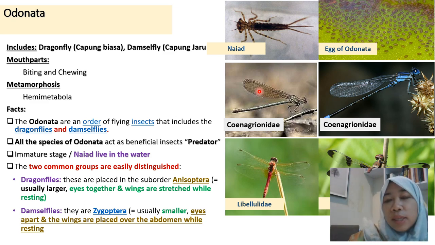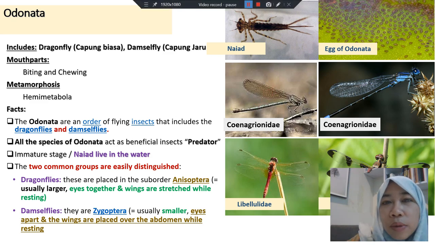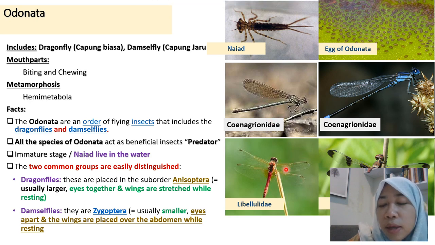When this species is resting, meaning they're not flying, the wings will be held over the body of the insect. Okay, this is different, yeah. The Anisoptera, the subordo of Anisoptera, stretch sideways like that while resting, and the damselfly, if this insect is resting, the wings will be upright over the body, and then the naiad lives in the water.